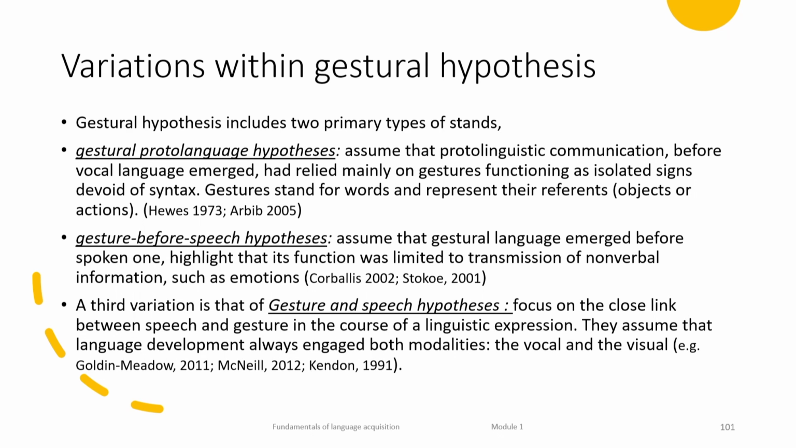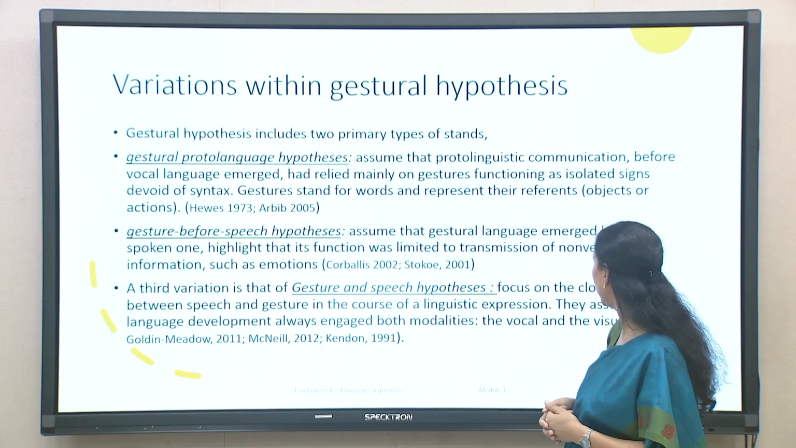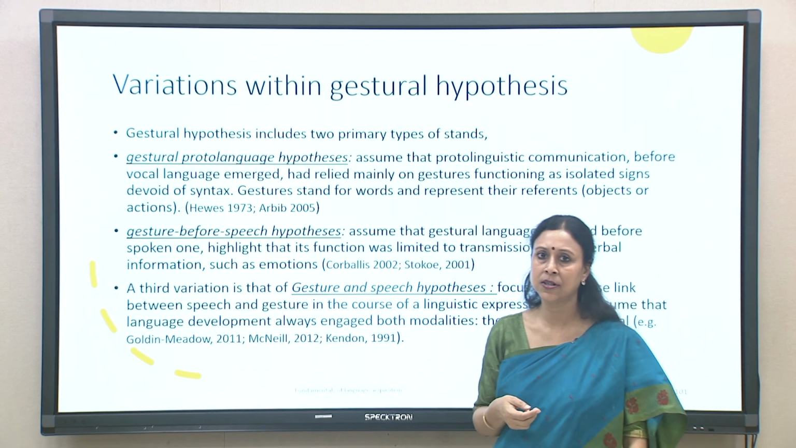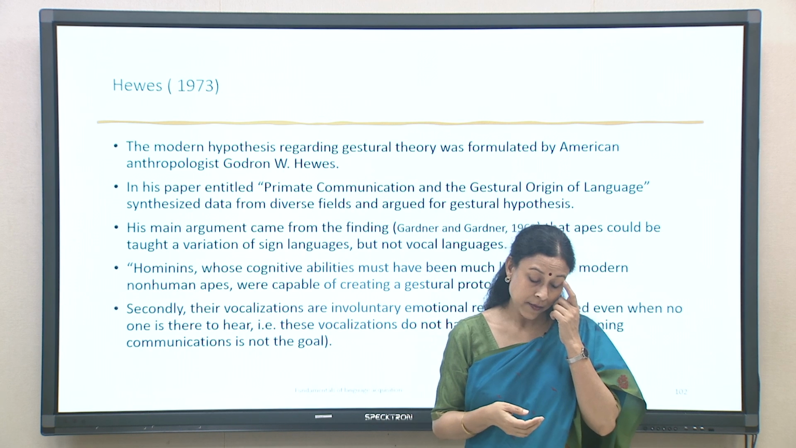Next comes the gesture before speech hypothesis. This assumes that gestural language emerged before spoken one and highlights that its function was limited to transmission of non-verbal information such as emotion. Now, there is a third variation which is called the gesture and speech hypothesis. This focuses on the close link between speech and gesture in the course of a linguistic expression. They assume that language development always engaged both the modalities, the vocal and the visual. So, these are the three primary differences within the gestural hypothesis of evolution of language.